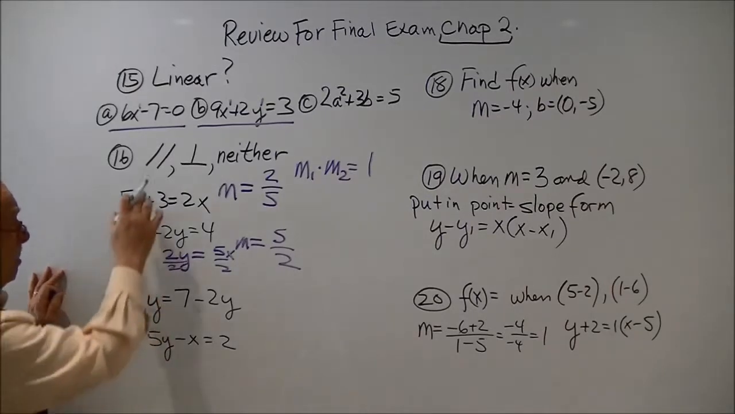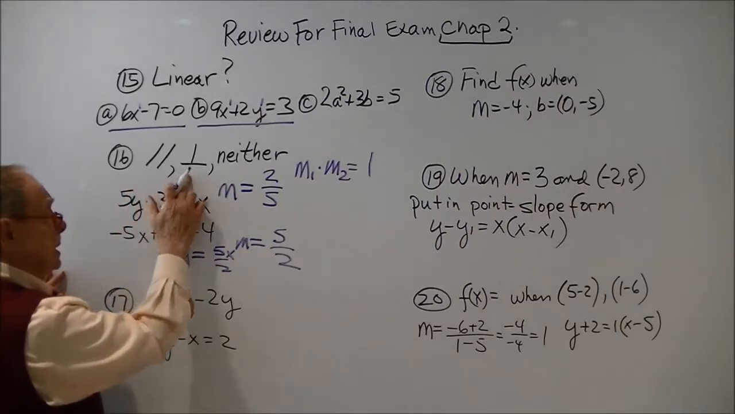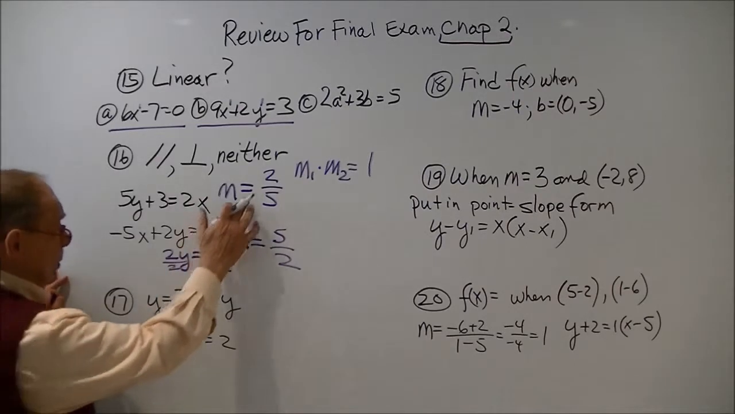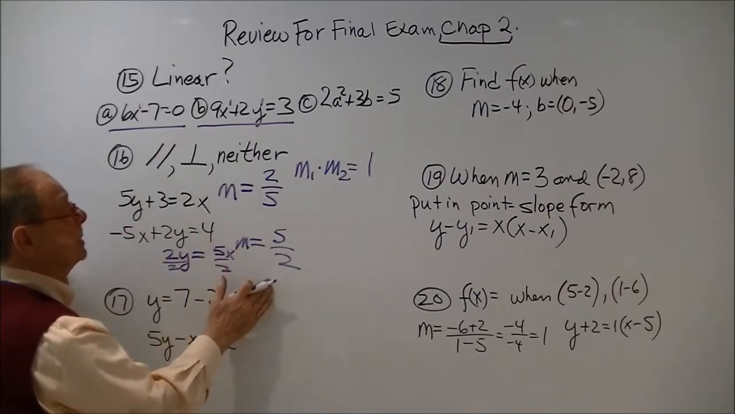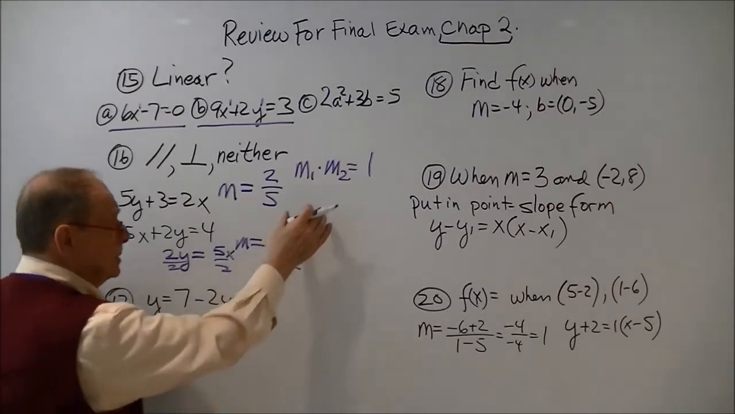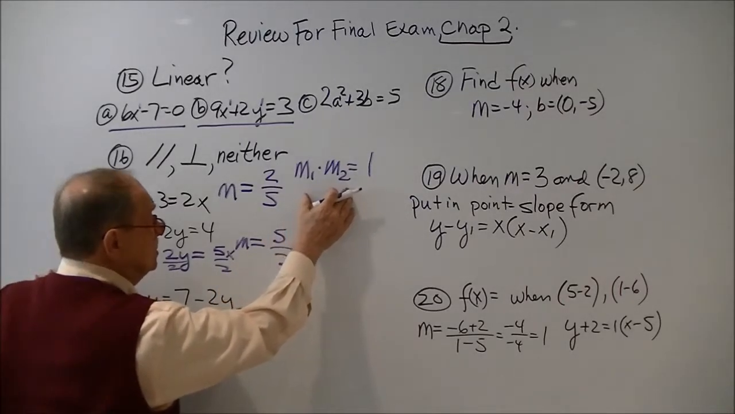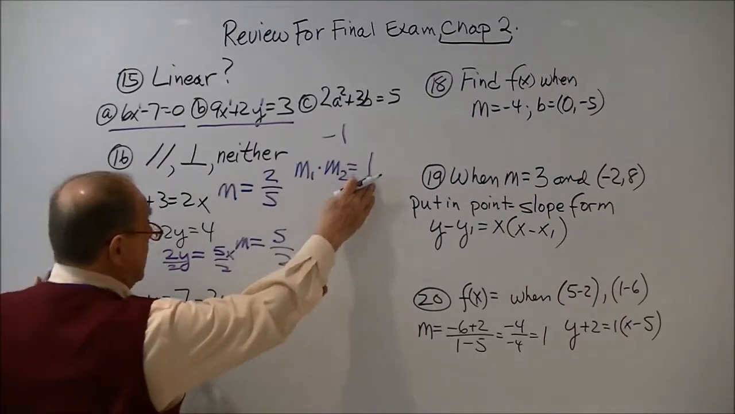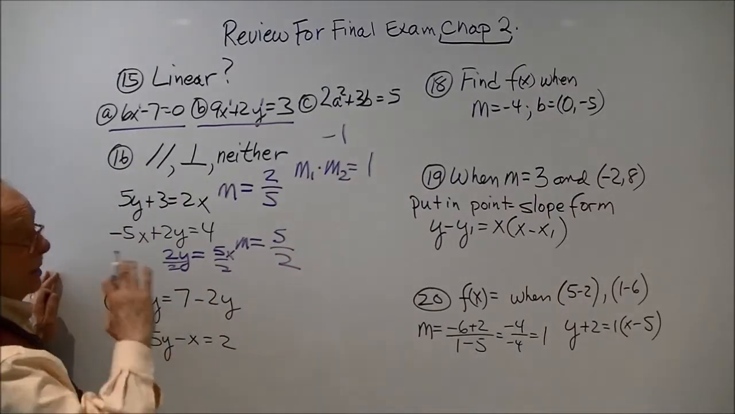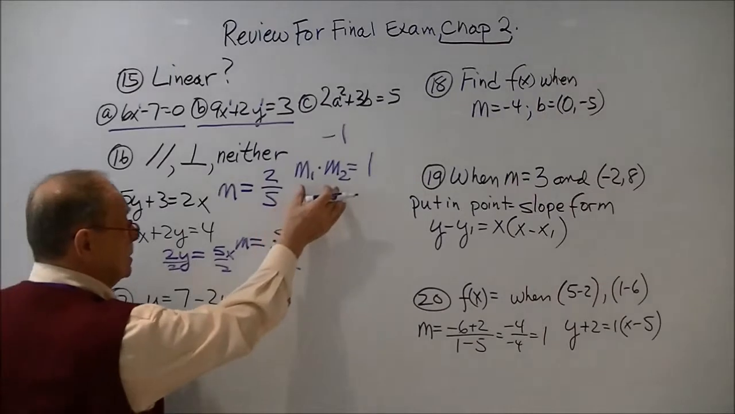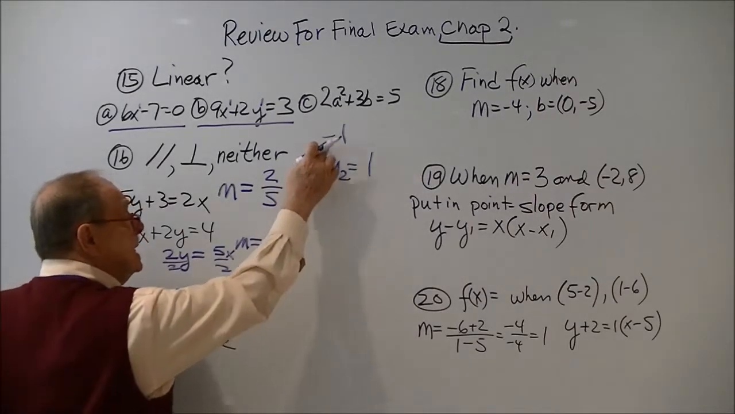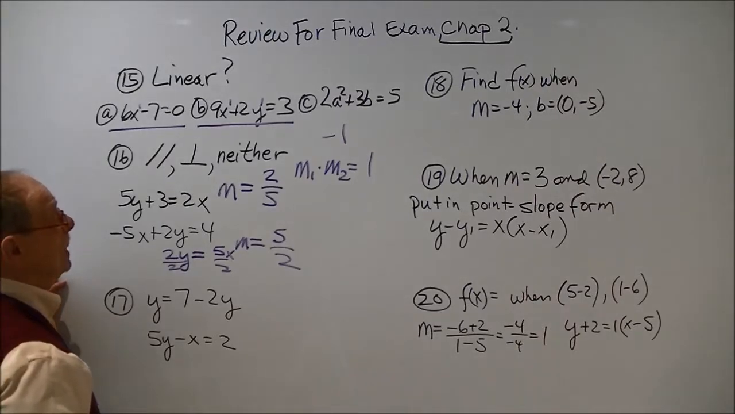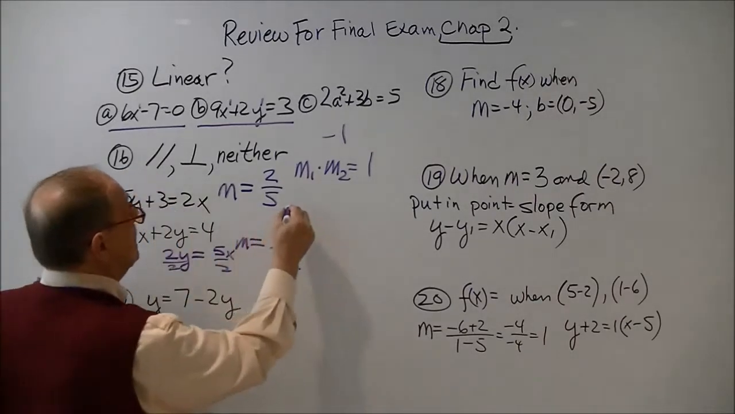And are they parallel, perpendicular, or neither? Well, we know for sure they're not parallel because they don't have the same slopes. Is the product of these slopes a negative one? No, they're a positive one. Well, then they're not perpendicular because the product would need to be a negative one in order for them to be perpendicular. So, for number 16, it's neither.